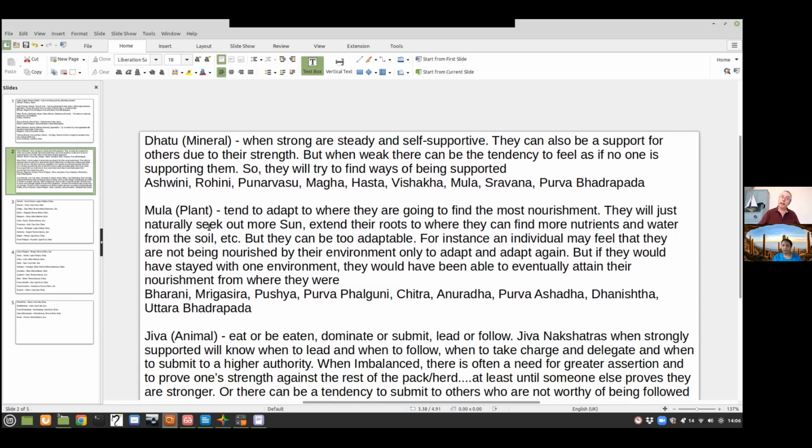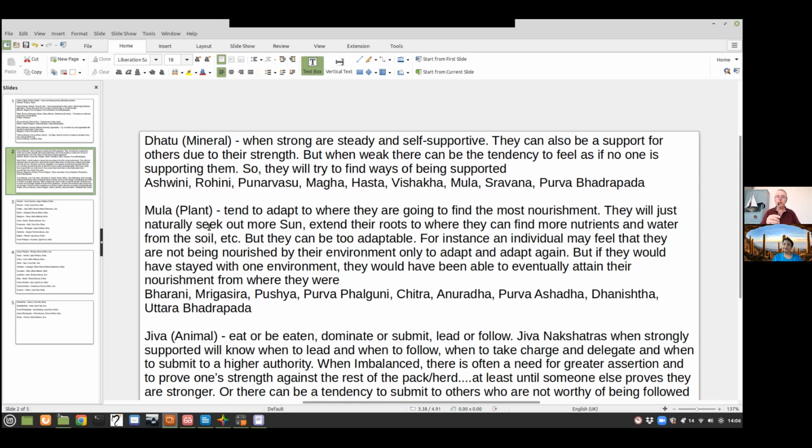Then you have the plant nakshatras. I often like using an analogy to explain the plant nakshatras that you kind of have to use your imagination a little bit for. So we're going to pretend that this isn't a pen. We're going to say that this is a flower that's growing outside. And for some strange reason, you have a lamp outside, okay? Don't ask how you got the power cable out there.